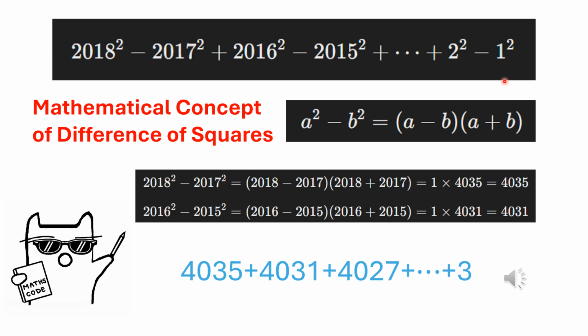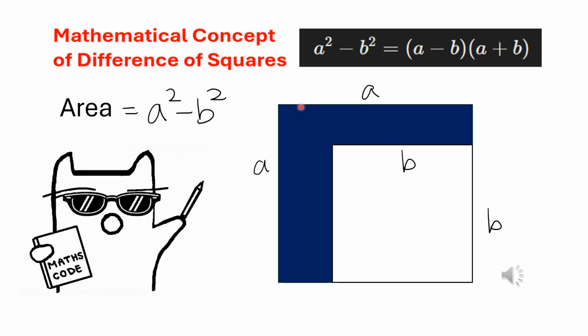A squared minus b squared equals a minus b times a plus b. I know that most Olympiad math students prefer to understand the logic behind a concept rather than just memorizing it. So I'll explain how the difference of squares formula is derived. Okay, let me explain the logic behind the difference of squares theory.